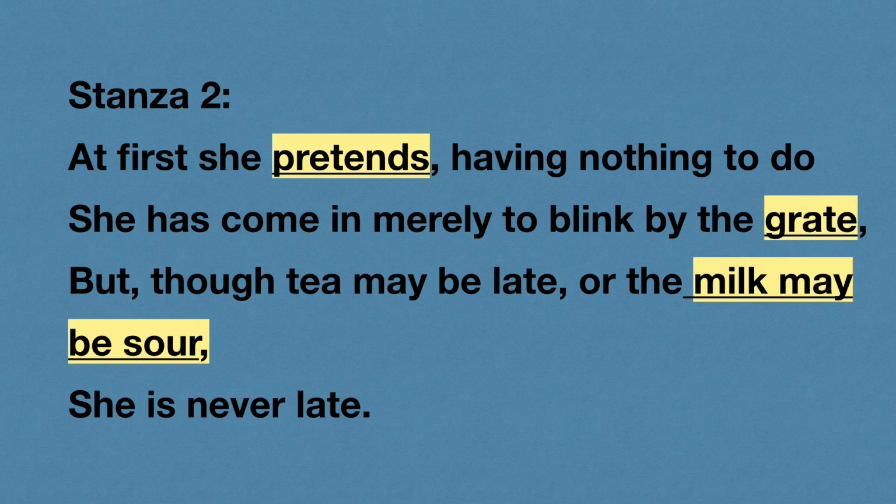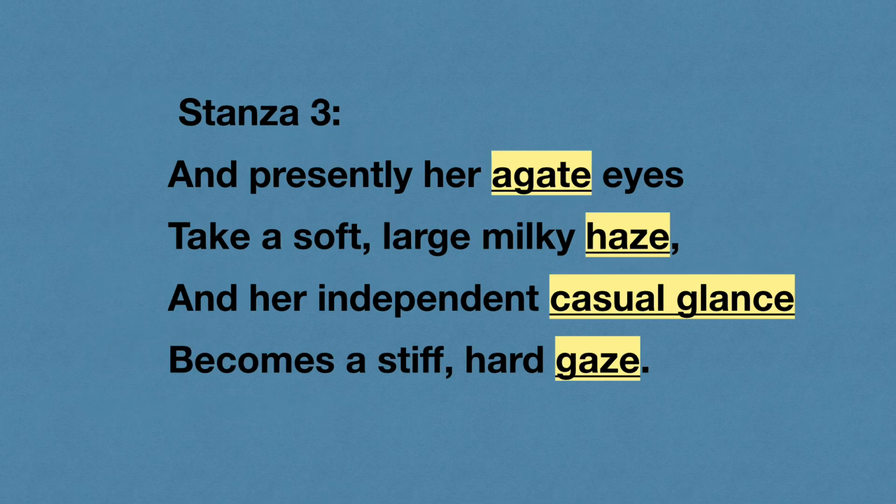So the poet says that initially when the cat comes, she pretends that she is just paying a casual visit and she has not come for the milk she is given every day. She pretends to have come only to sit near the grate and look around. But the poet knows that the real reason behind the cat's visit is the milk. For she comes only at tea time and continues to do so even when the milk served to her is sour, it's not fresh.